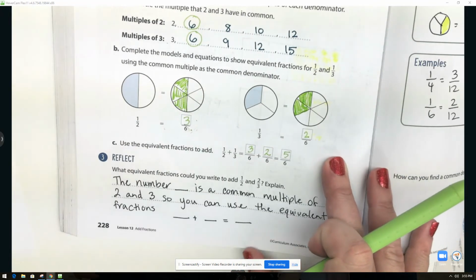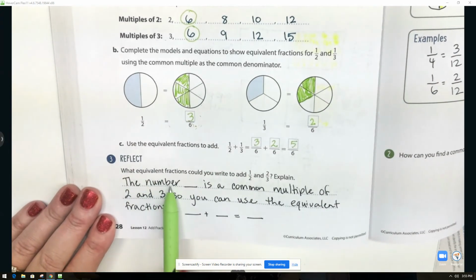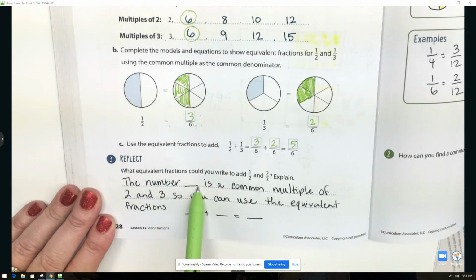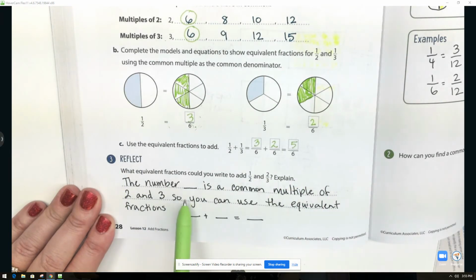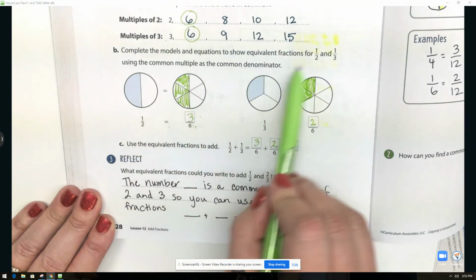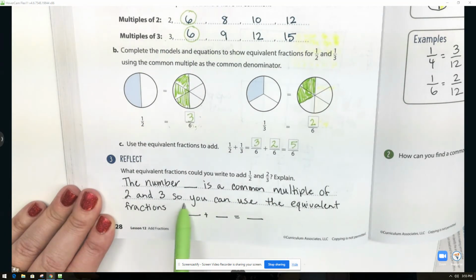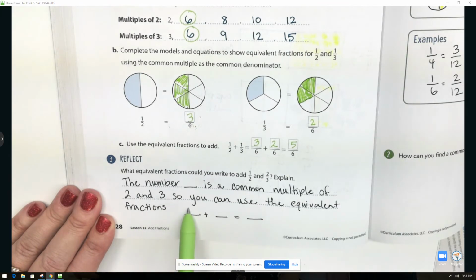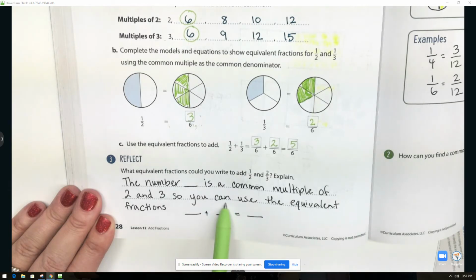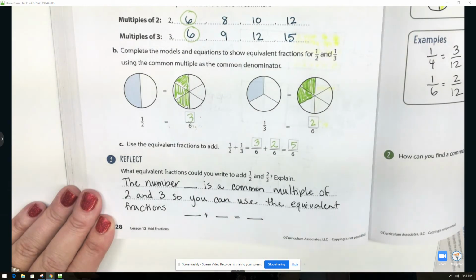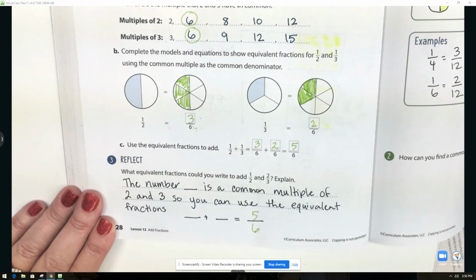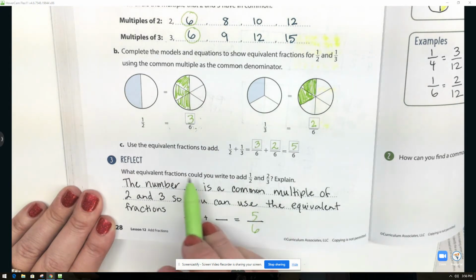So if we reflect back, the number blank is a common multiple of 2 and 3. So what common multiple did we use? Find that number up here. What was the common multiple that we used? So you can use the equivalent fractions. And so I want you to show me what the equivalent fractions were that you added together to get your final answer. And I will tell you that your final answer here is 5/6. Go ahead and pause your video, write this down, and fill in the missing fractions and the missing multiple.